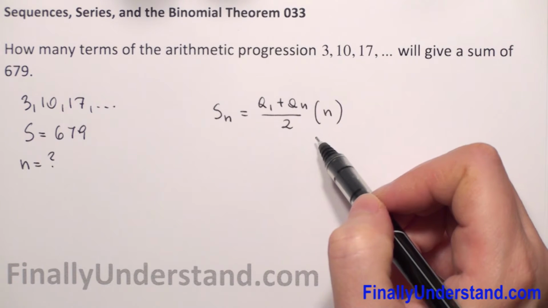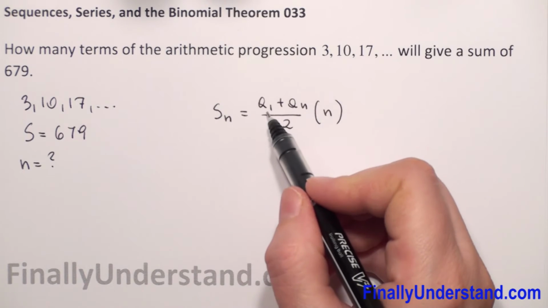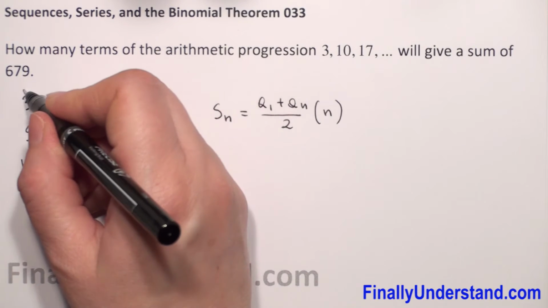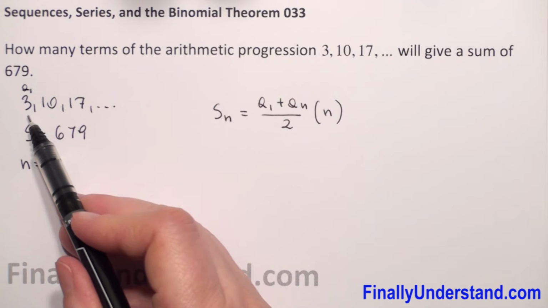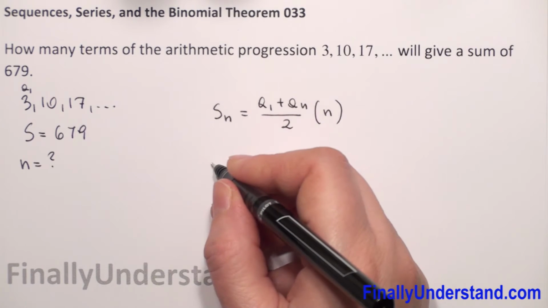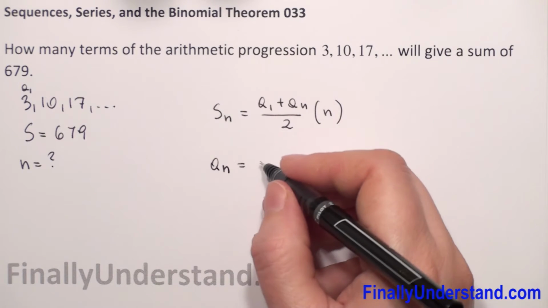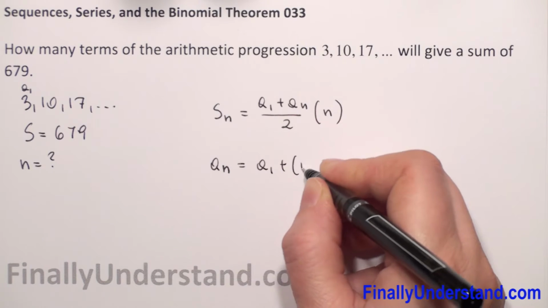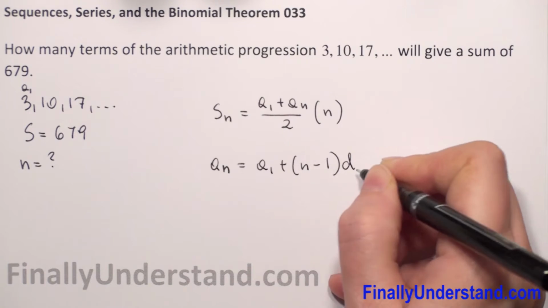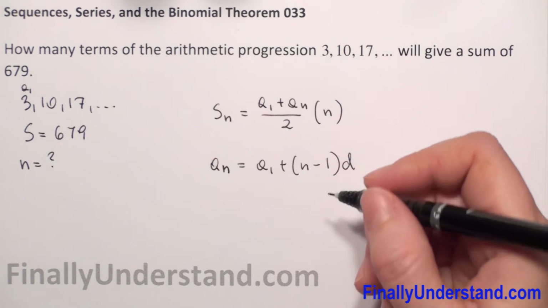What do we have here in this formula? We have the sum. This is given. a1 is the first term of our arithmetic progression. We don't have the last term an, but we can find an from the formula of the nth term of an arithmetic progression: a1 plus n minus 1 times d. d is the constant and n is the number of terms.